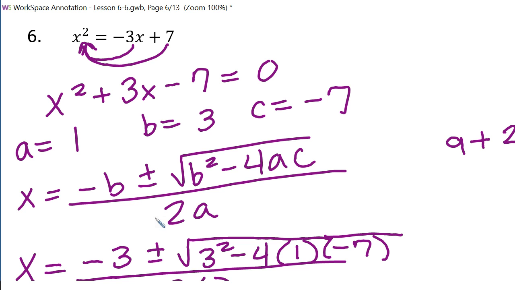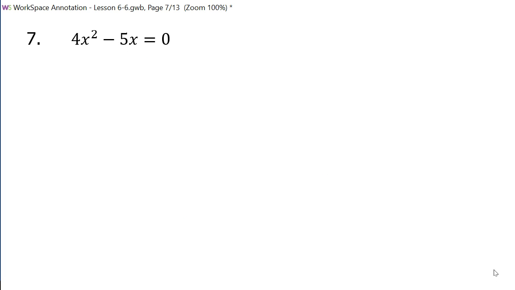37? Does 37 simplify? No, there's not a perfect square. Now, negative 3, 1, and 2, is there a common factor? No. So it's just x equals negative 3 plus or minus square root of 37 and 2 in the denominator. We're going to skip problem 7, and I want you to do problem 8.